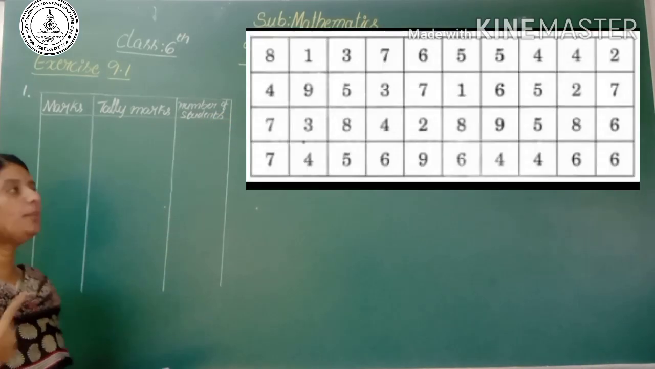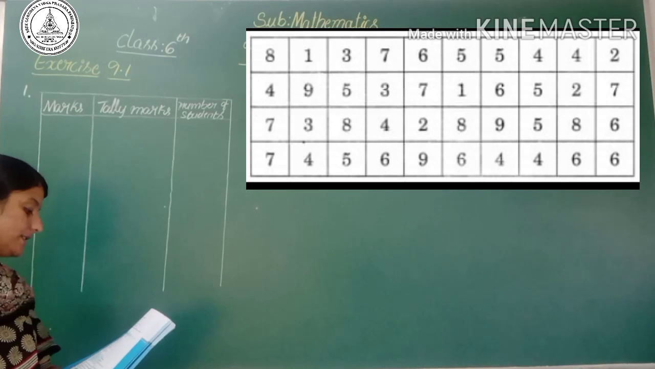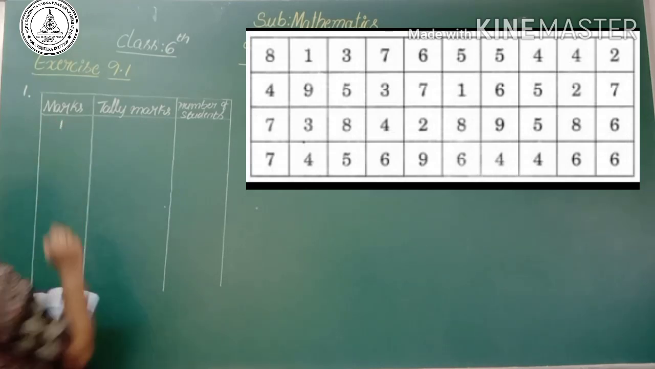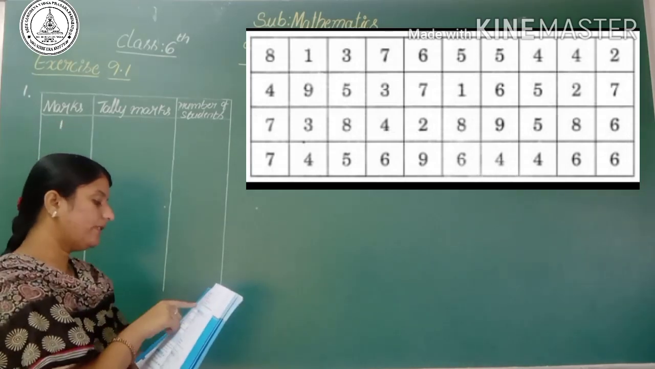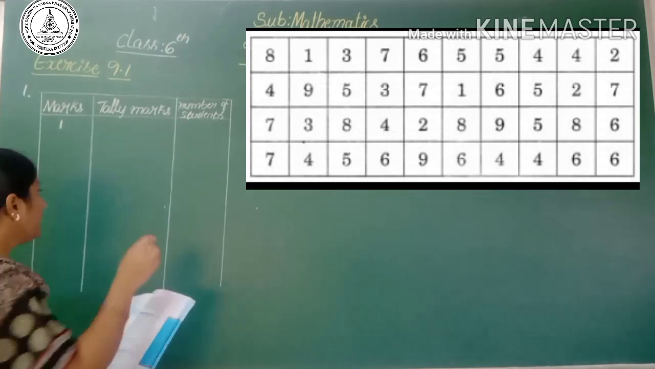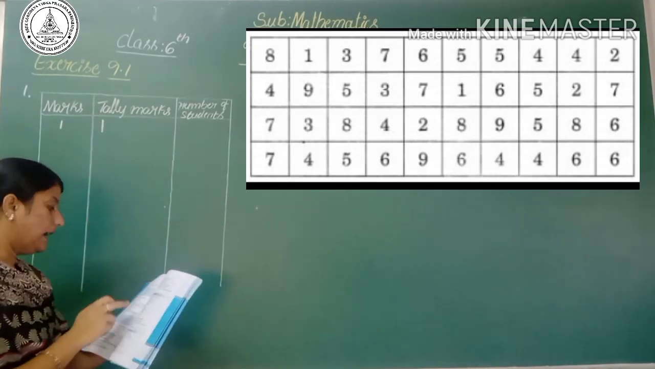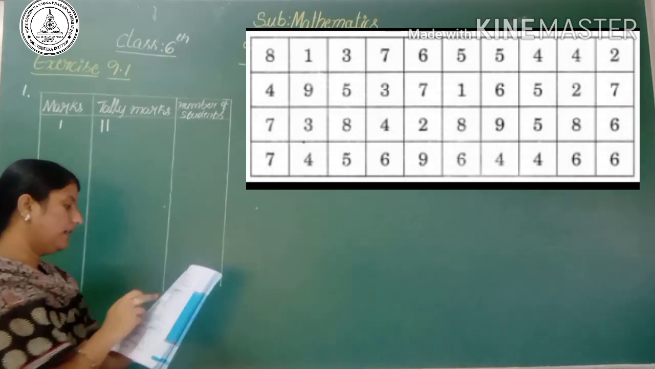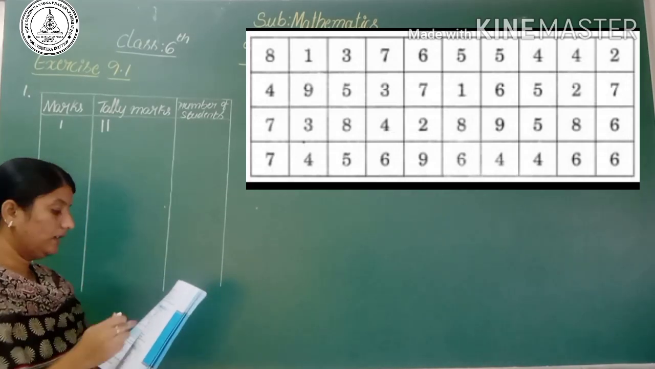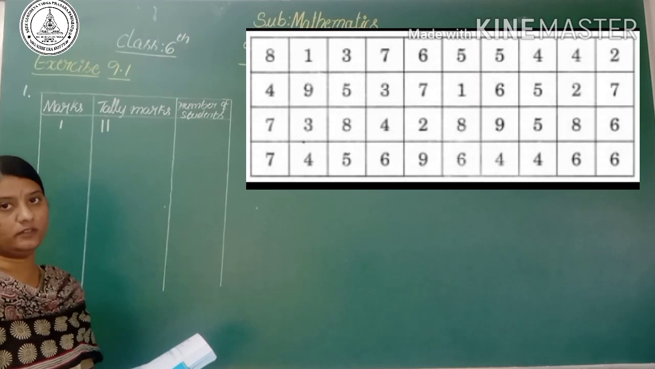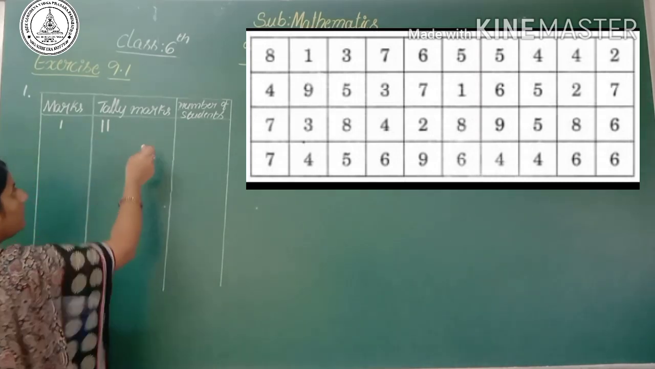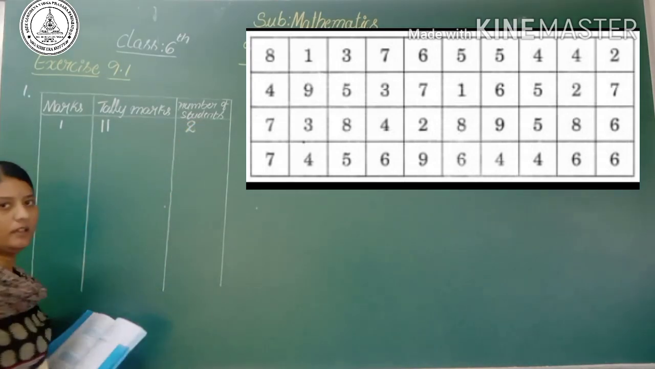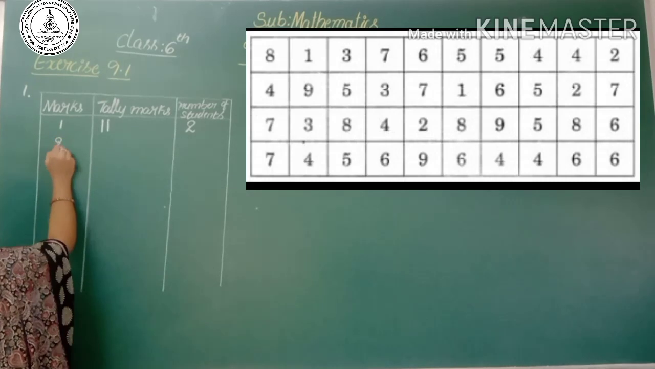Okay, you may see the table. How many students got 1 mark? Yes, first write in the marks 1. How many students got 1 mark? In the first row, only 1 member, right? So keep 1 tally mark. And in the second row, again 1 member, keep again 1 tally mark. And in the third row, there is no one. And in the fourth row also, no one got 1 mark. Okay, totally how many students got 1 mark? That is 2 students.